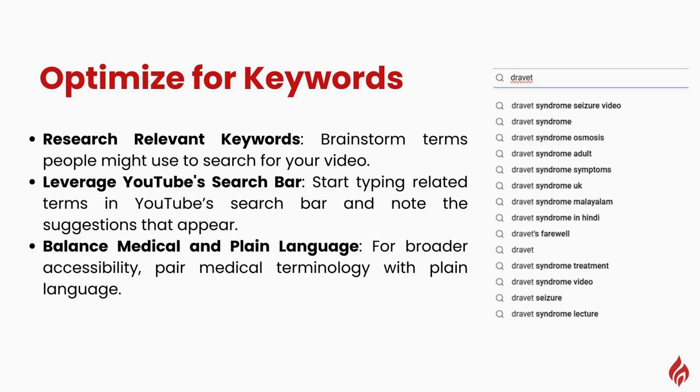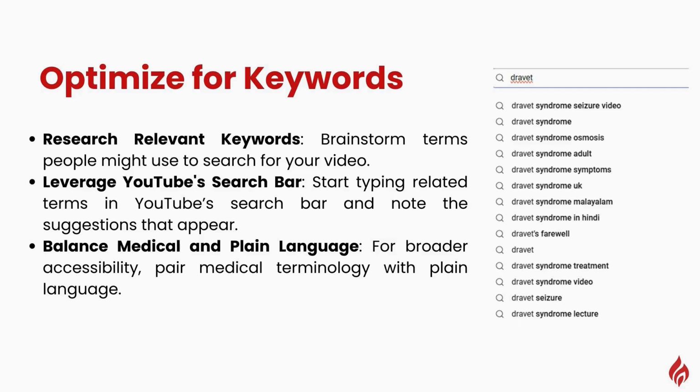Next, leverage YouTube's search bar. You can see that on the right of the screen here. So type in related terms and pay attention to the suggested search queries, because these are the real searches that people are making. Balance medical terminology with plain language to make your content accessible to a wider audience. So for instance, if you're discussing status epilepticus, also include terms like severe seizures.